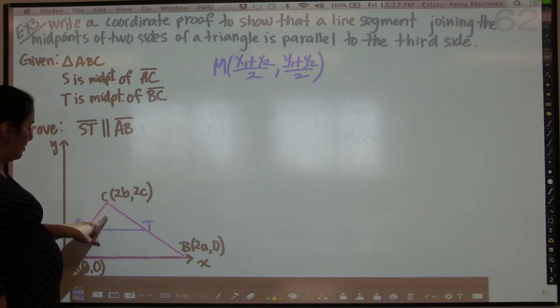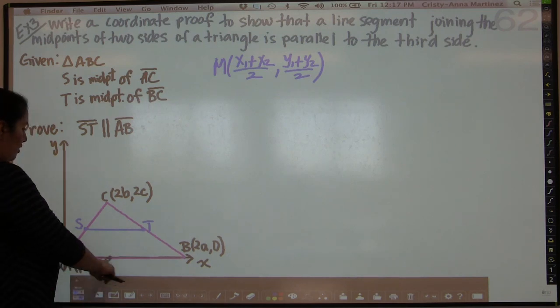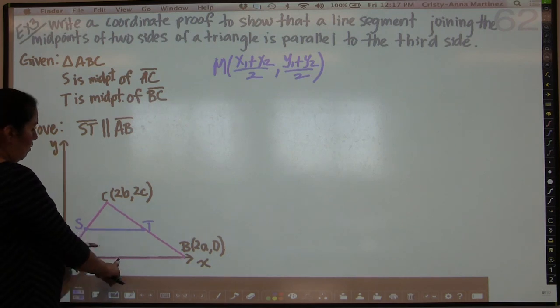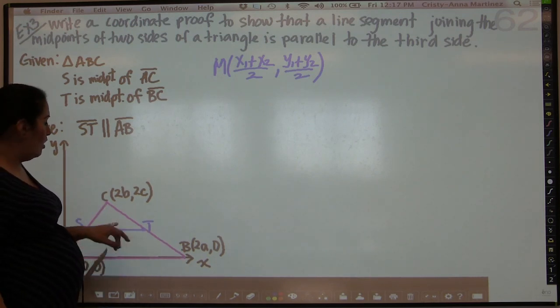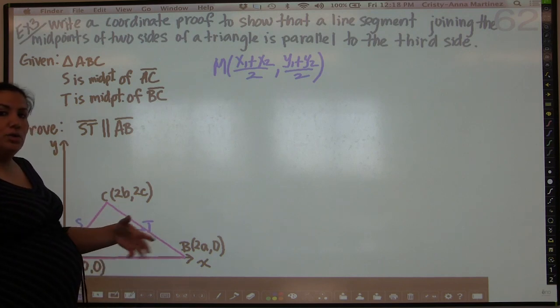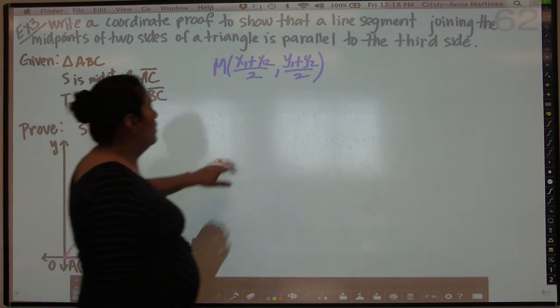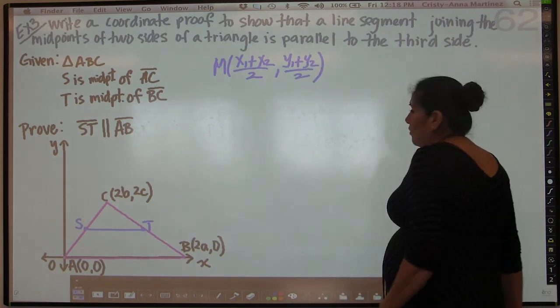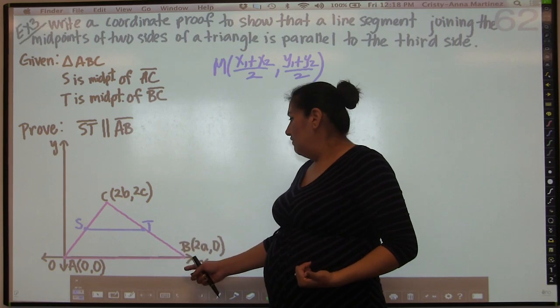Then point C, same thing. I don't know what this guy is, but I'm going to claim that it's twice B. So the distance from here to here is twice B. And then the y coordinate, the height here, is twice C. And that just makes it convenient. I could have called it A, B, and C, but I'm going to call it 2A, 2B, and 2C. So now, the first thing we have to do in this coordinate proof is to verify the midpoints. Okay, I need midpoints. Why? Because to prove something is parallel, I have to calculate the slope of ST, and I have to calculate the slope of AB.